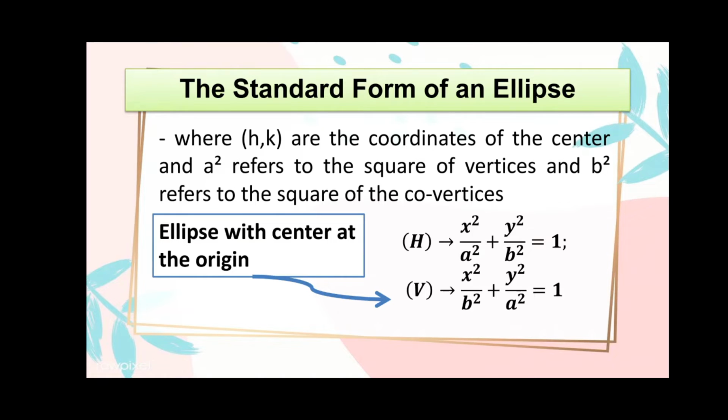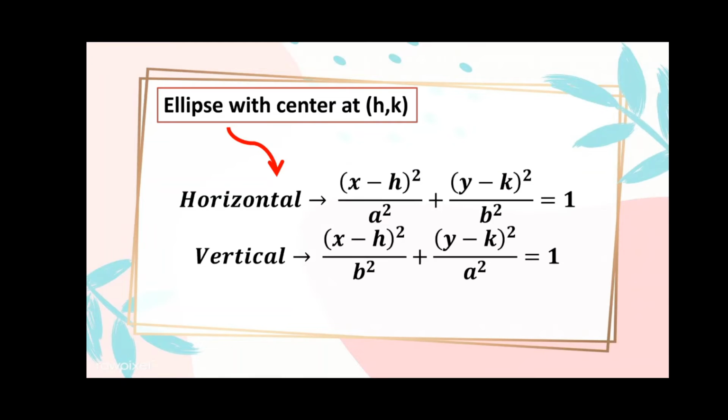The other one is that x squared over b squared plus y squared over a squared is equal to 1. As you can observe, the denominators, a squared and b squared, only interchange. Okay? So lastly is the ellipse with the center at h, k.